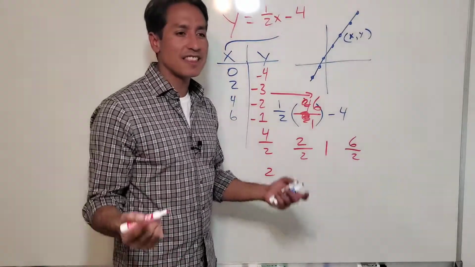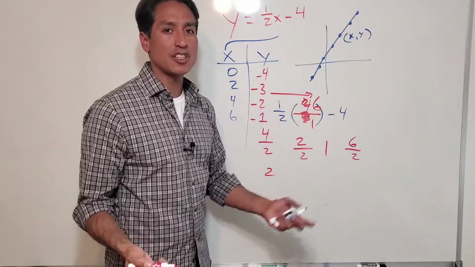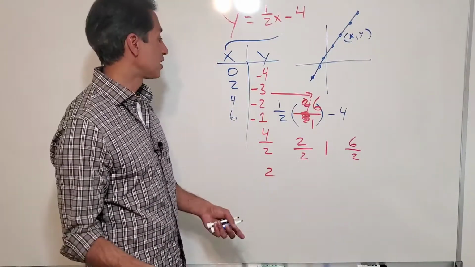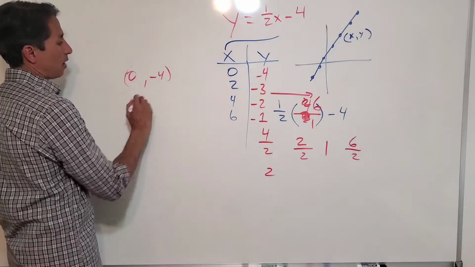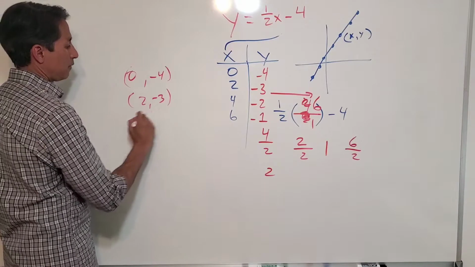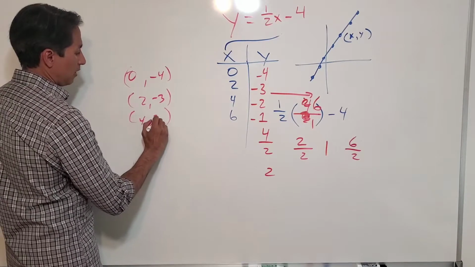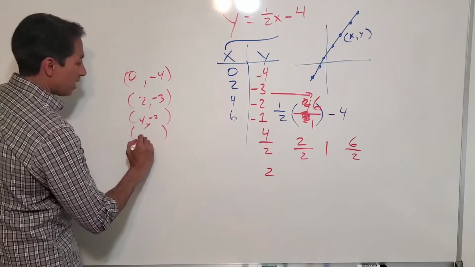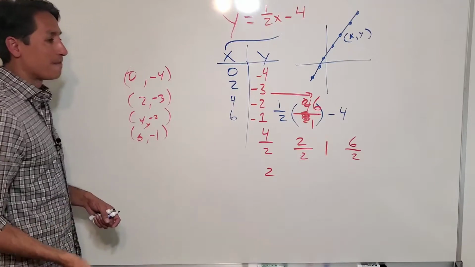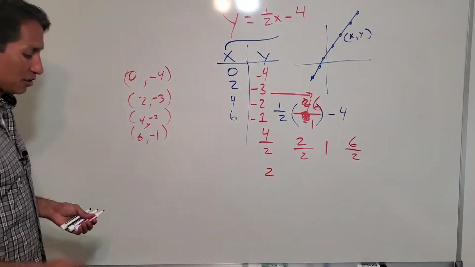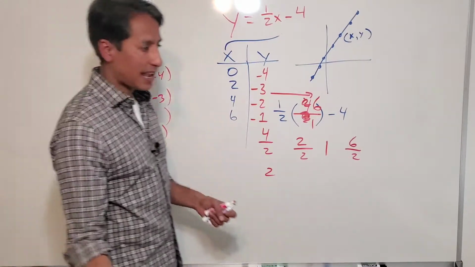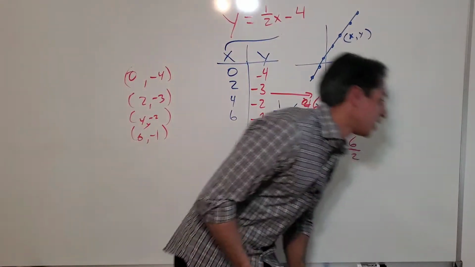It says in the directions to write it out as ordered pairs. So take these here and just do (0, -4), and then (2, -3), (4, -2). Sorry, it's kind of getting sloppy. (6, -1). Okay? Once you've written it out, you are done and you're all set. Moving on to the next topic. All right.